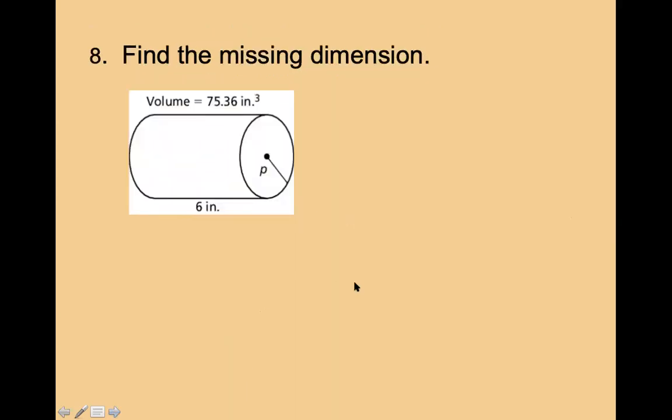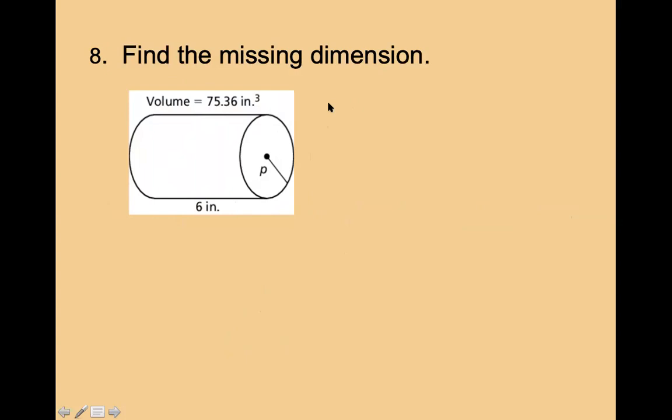All right, this time we have a cylinder. It's on its side, but that's not going to fool us. All right, there's our base. It says find the missing dimension. So this time we know the volume. We know the height, even though it's on its side. 6 is the height. What we don't know is this radius here. In this case, they have the radius labeled P.